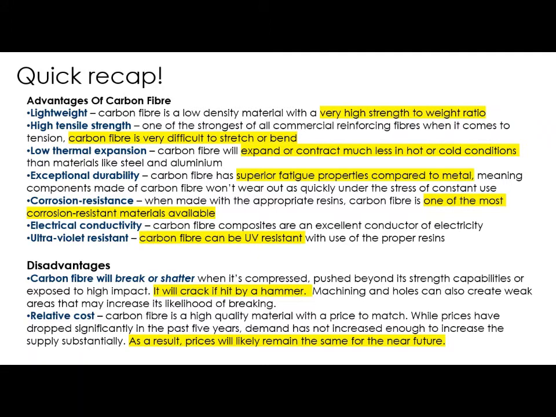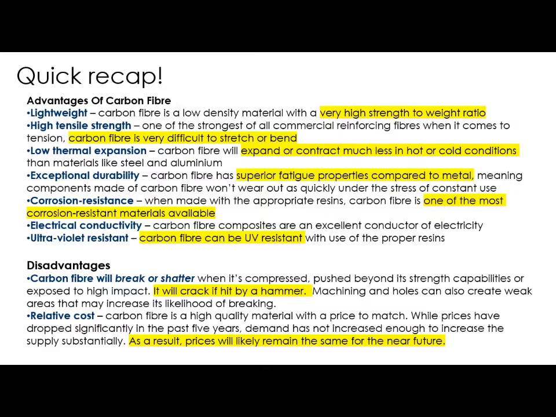It stays in the same shape in hot and cold. It's got excellent durability, so really good fatigue properties. So remember, polypropylene is another one of those materials that's got good fatigue properties, so it can flex and flex and flex and not bend. It won't wear out quickly under the stress of being used constantly. It's very corrosion resistant, so it's not going to break down under chemicals or weathering or anything like that.